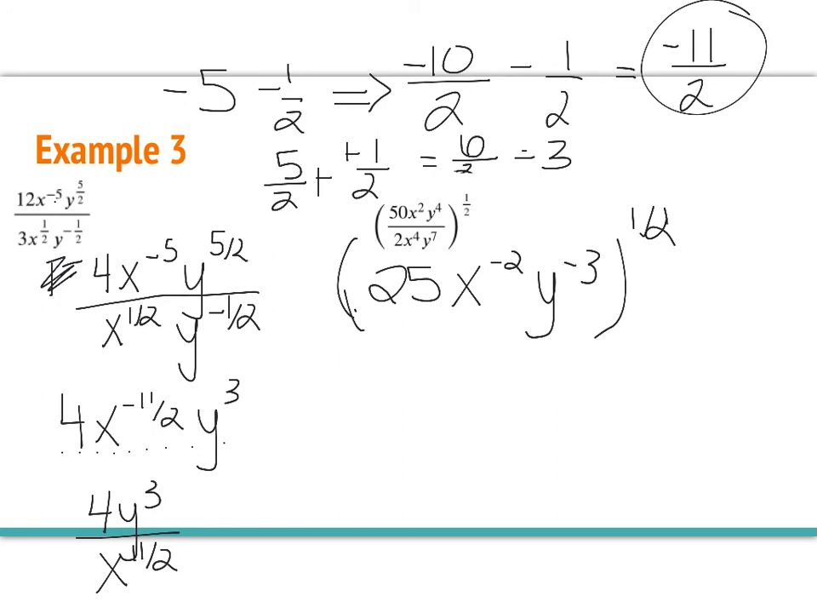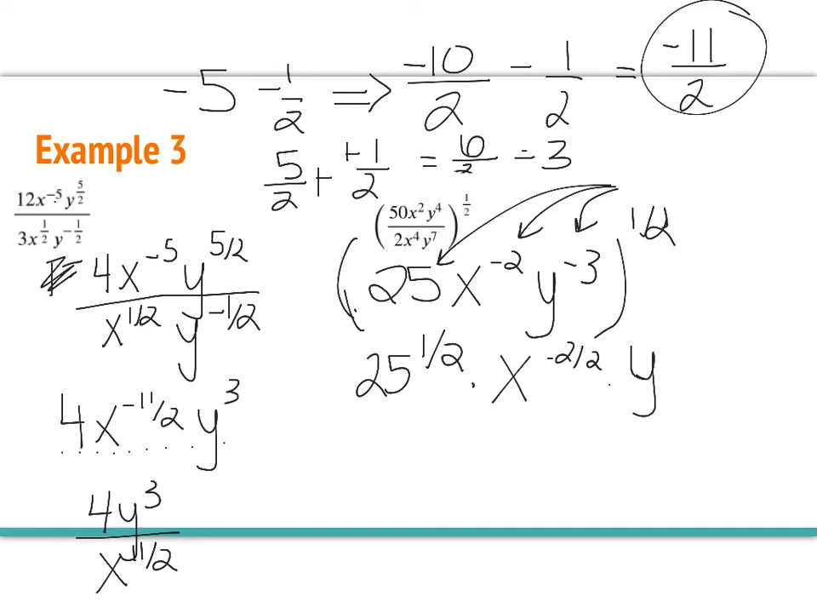So we can apply our 1 over 2 to everybody here if we'd like. So 25 to the 1 over 2 times x to the negative 2 times 1/2 is negative 2 over 2 times y to the negative 3 times 1/2 is negative 3 over 2. Okay, remember that 25 to the 1/2 is square root of 25 times x to the negative 2 over 2 is negative 1, and we can't really simplify y.